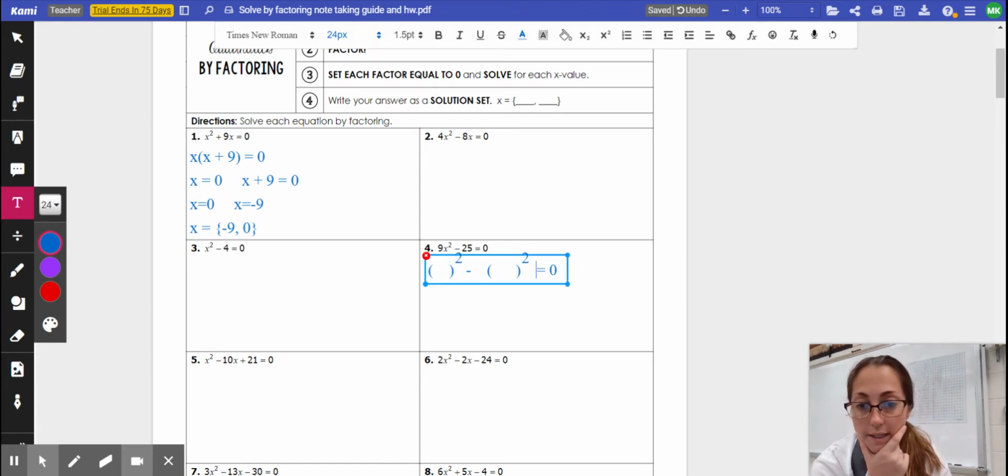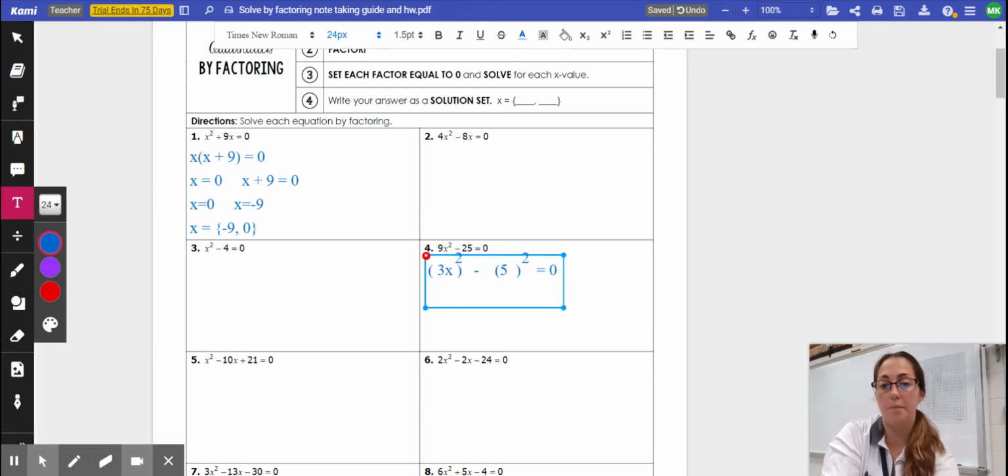So 9x squared, let's change that. What squared is 9? Oh, that's a 3. What squared is x squared? Oh, x, right? That one's okay. And then over here, 25, what squared is 25? Oh, 5 squared is 25. Okay, and then from there, that means we have 3x plus 5 times 3x minus 5 equals 0.